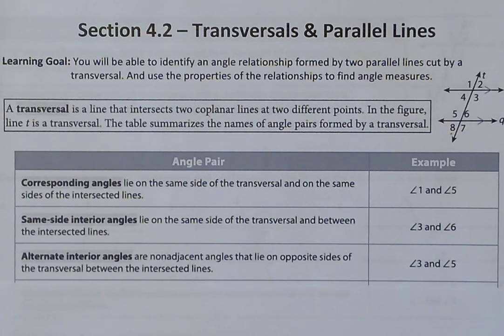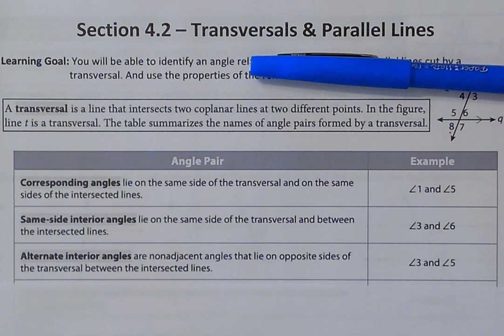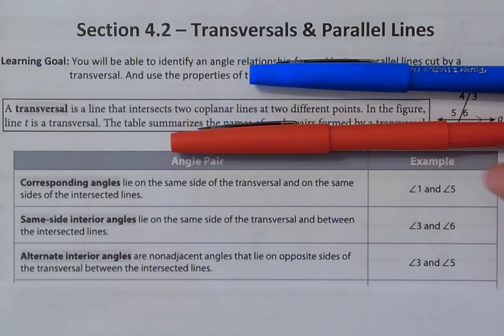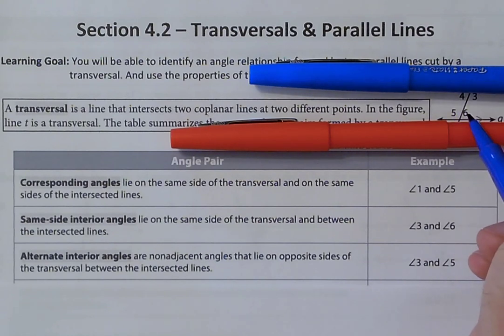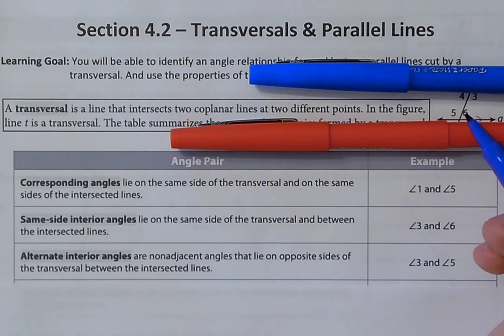Alright, alternate interior angles are non-adjacent angles that lie on opposite sides of the transversal between the parallel lines. So if we go back to our diagram, again, we're going to be between the parallel lines. So we're going to ignore the top and the bottom parts of our diagram. So we're between the parallel lines. And this one talks about on opposite sides of the transversal. So that means we're on alternate sides. So 3 and 5 or 4 and 6. So whenever we talk about alternate interior, they alternate on sides of the transversal and they're in between or interior of the parallel lines.